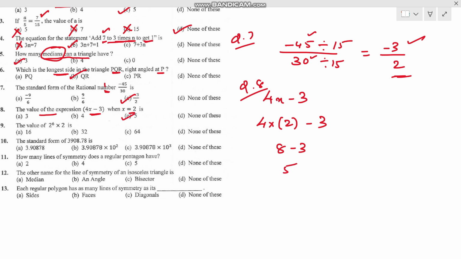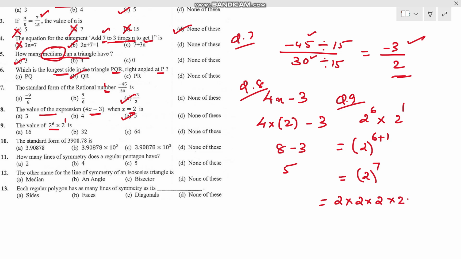Next is what is the value of 2 to the power 6 times 2 to the power 1. So we know that whenever the bases are the same and the powers are different and a multiplication sign is there, we can add up the powers. That is, 6 plus 1 will become 7. So we need to multiply 2 seven times. So how much are we going to get? 1, 2, 3, 4, 5, 6, one more time, 7. 2 twos are 4, 4 twos are 8, 8 twos are 16, 16 twos are 32, 32 twos are 64, 64 twos are 128.